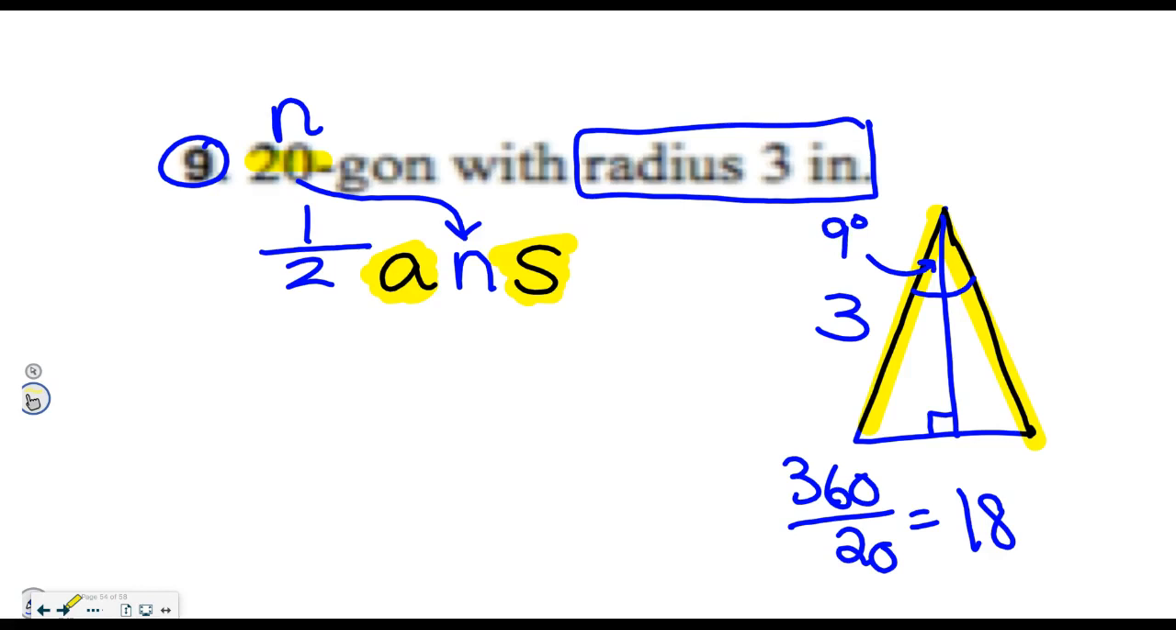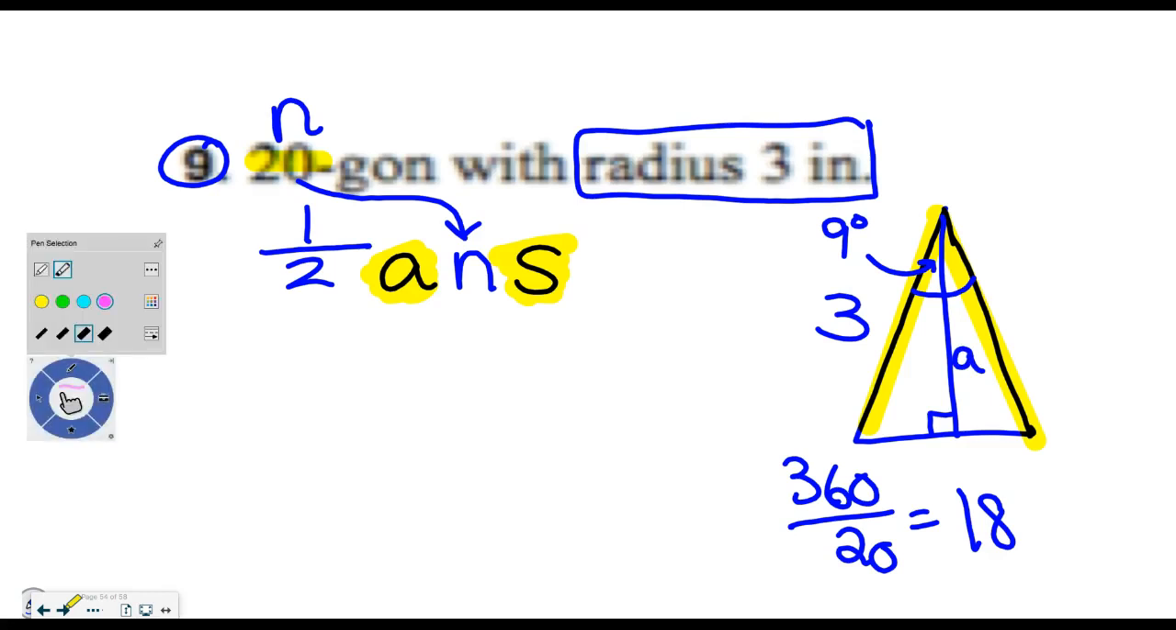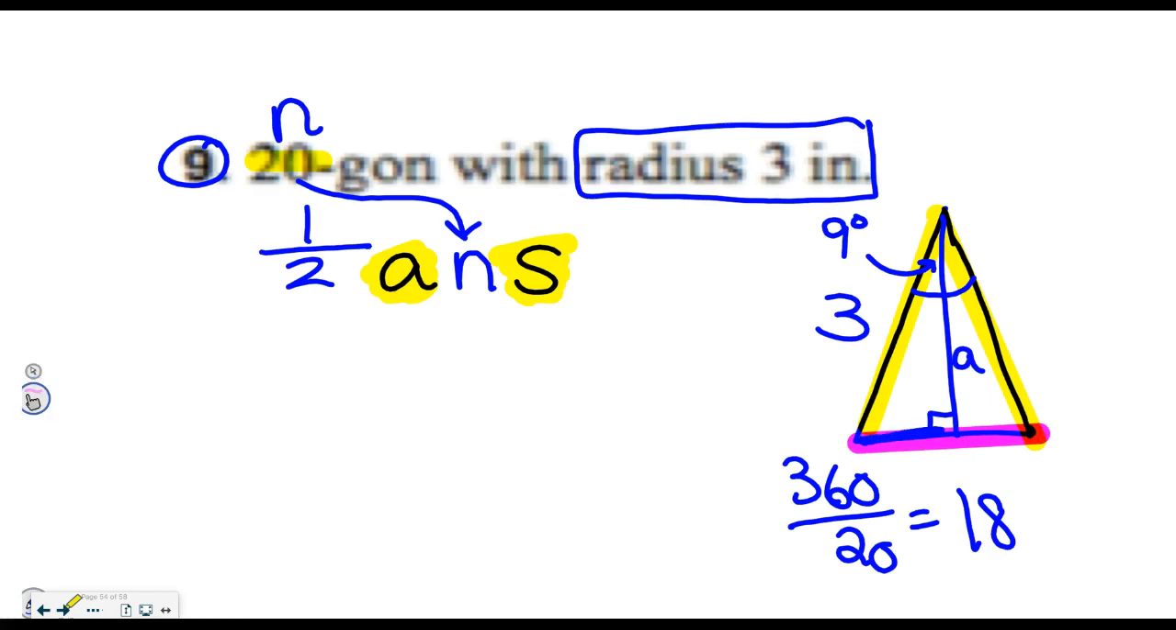So now I have to figure out what I need to find. I need to find the apothem, so I'm going to label that with an A. And I need to find a side length. Well, I can't get the whole side, but I can get this piece of it and then double it. So I'm going to get the purple at the end when I double this. I think I'm just going to call that X down there. What did she call it in class? Remember, did she use an X? I don't know. I'm going to use an X.